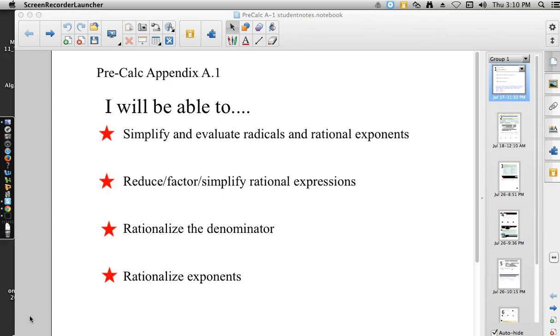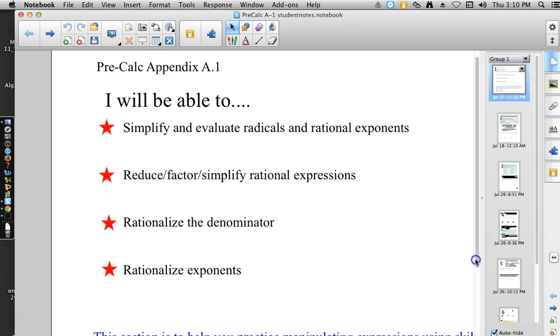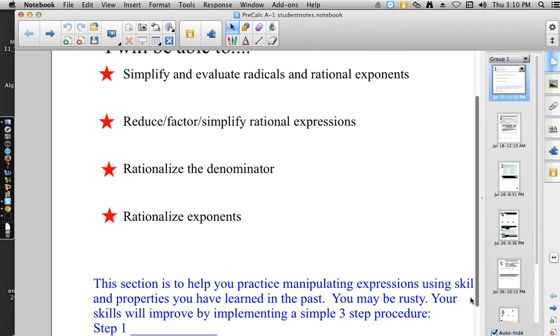We're going to reduce, factor, and simplify rational expressions. We're going to rationalize the denominator. Remember our rule that you are not supposed to leave a radical in the denominator. And that rule is going to hold quite a bit of the time for what we do in here, but there will be times when the book flat out says, don't bother rationalizing the denominator because the math gets kind of hinky. So we will rationalize the denominator and we will rationalize exponents. So these are the things we need to do.